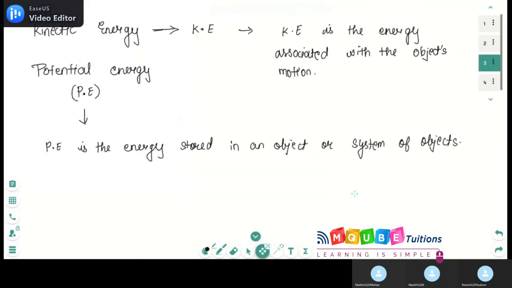So what basically happens is, when an object is starting from the rest position to the motion position, when it is changing its state from rest to motion, the potential energy gets converted to kinetic energy. When an object is changing the state of position from rest to motion, the potential energy basically gets transformed, or converted, to kinetic energy. Are you understanding? Yeah.